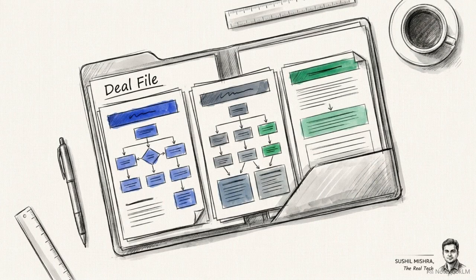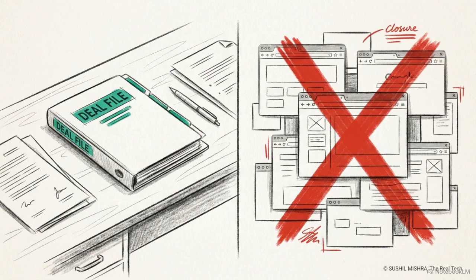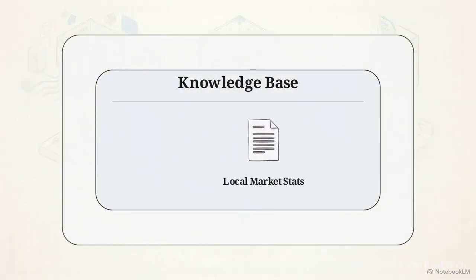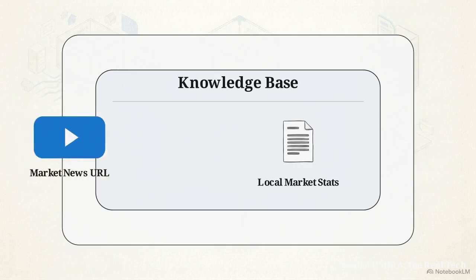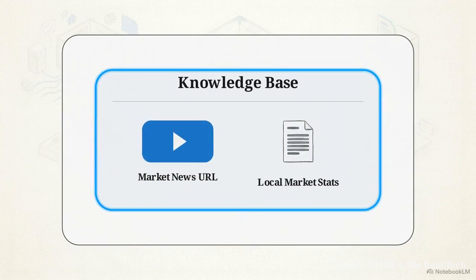This layout mimics a professional deal file. By keeping your sources, your thinking, and your outputs in separate panels, you prevent the AI from pulling in unverified information from the web. To build the knowledge base, you upload specific local market statistic PDFs and relevant YouTube news URLs into the source list.